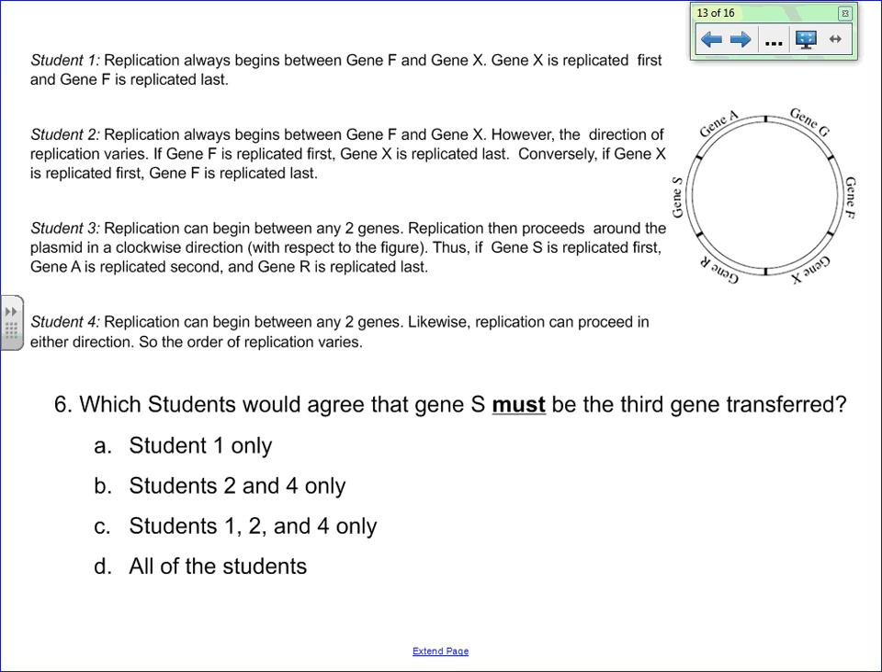At this point, if you are pressing play, you're ready to go through the answers for questions 6, 7, and 8. Remember, without cheating using the table, only using the passage and the diagram. Let's take a look at 6. Which students would agree that gene S must be the third gene transferred?